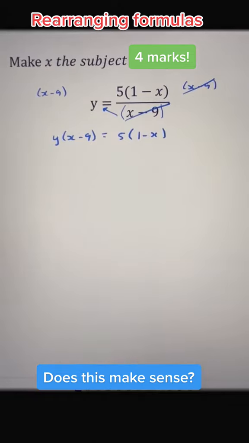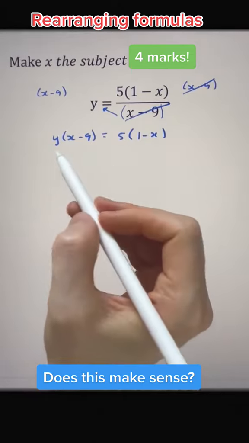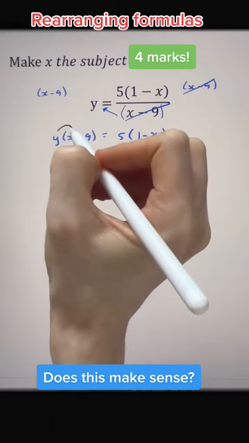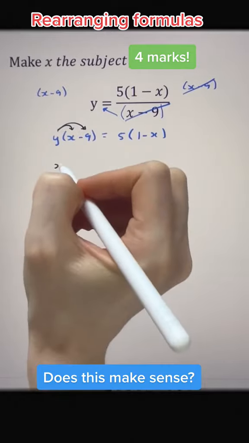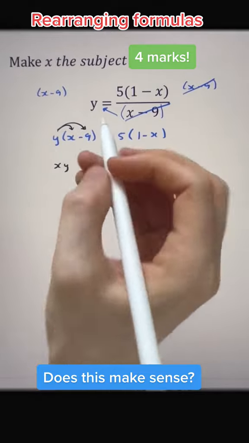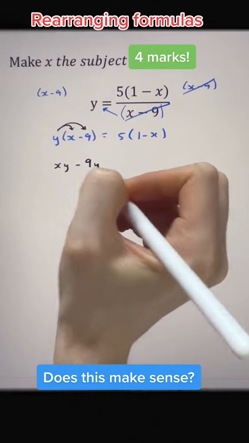I now have a single bracket on each side of my equation. Multiply out my single bracket. Whatever's directly outside, I multiply by each term directly inside. Y times x is simply xy, and y times negative 9 gives us negative 9y.